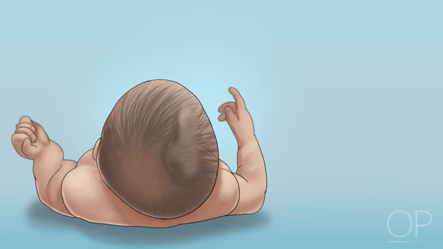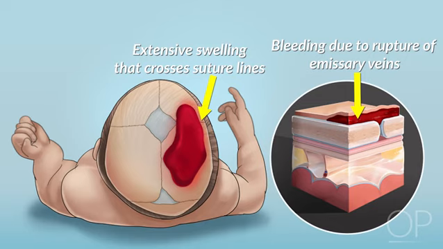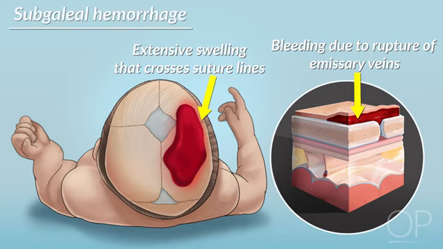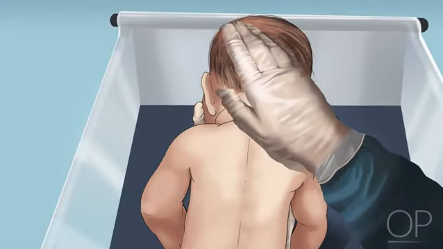Rarely, you may see more extensive swelling that crosses suture lines due to the rupture of emissary veins. This is called a subgaleal hemorrhage and can lead to more serious complications due to significant blood loss in a large potential space. Finally, run your fingers over the skin of the infant's scalp.